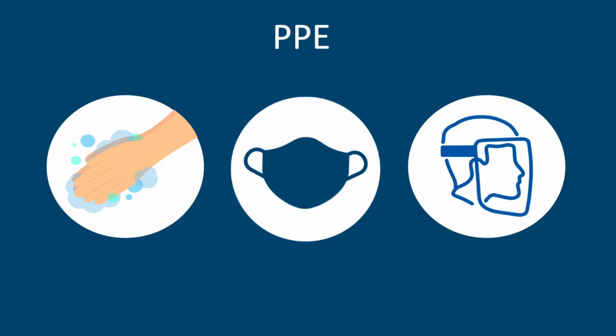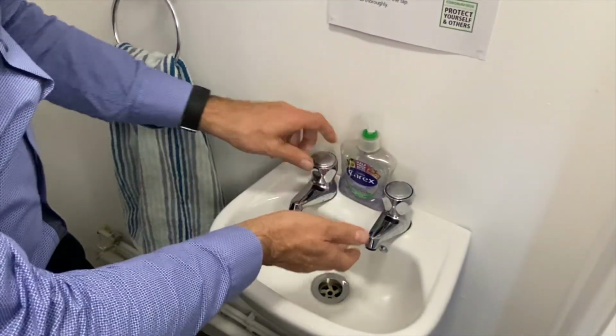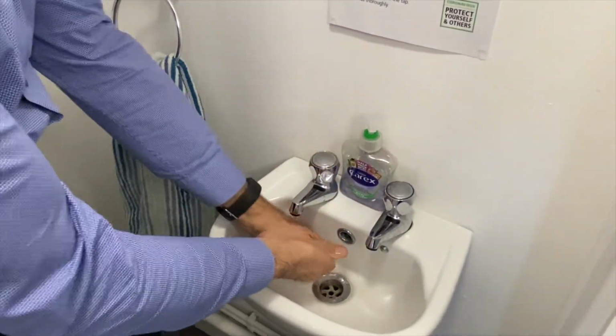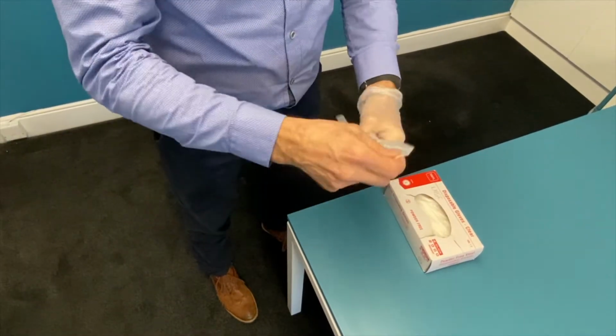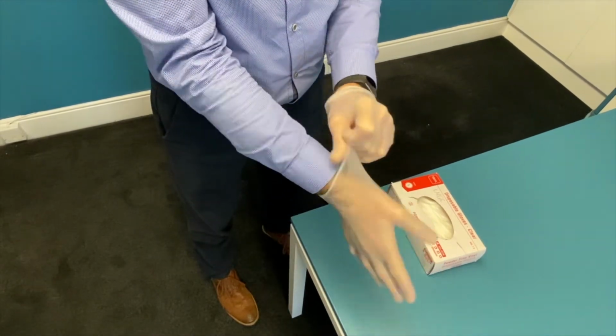PPE. Before conducting any screening, ensure to wash your hands thoroughly using soap for at least 20 seconds. Wear a mask and ensure that it fully covers your nose and mouth. For every screening, put on a new, fresh pair of disposable gloves. Put on a face shield.